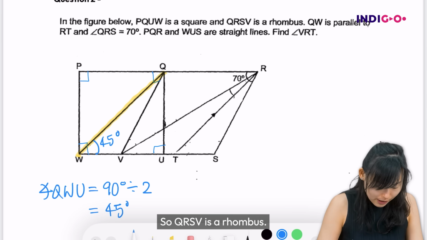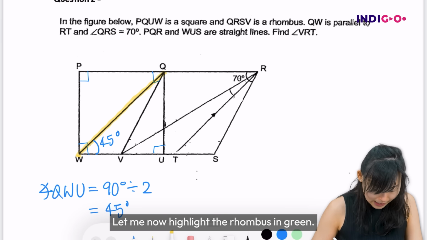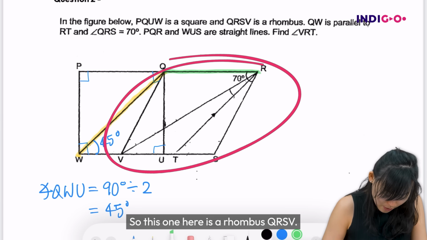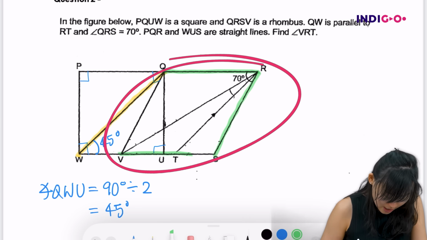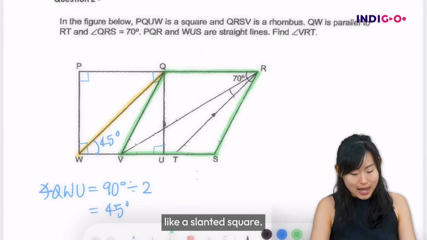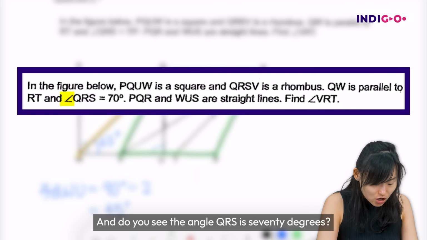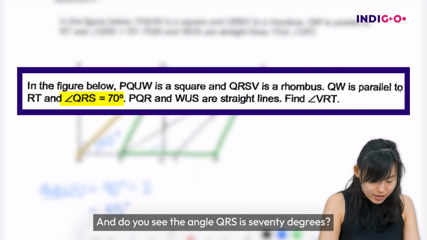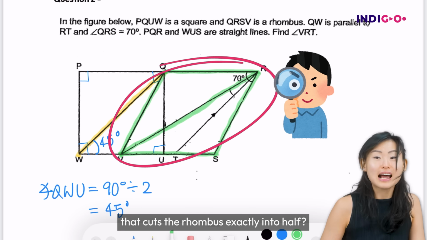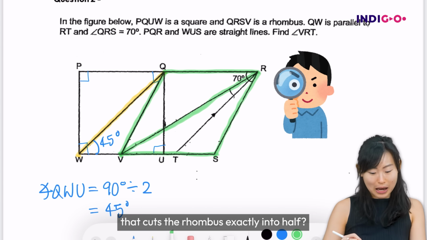Next, it says QRSV is a rhombus. Let me now highlight the rhombus in green. So this one here is a rhombus, QRSV. And your rhombus is actually like a slanted square. And do you see the angle QRS is 70 degrees? And do you see you've also got a diagonal here that cuts the rhombus exactly into half?